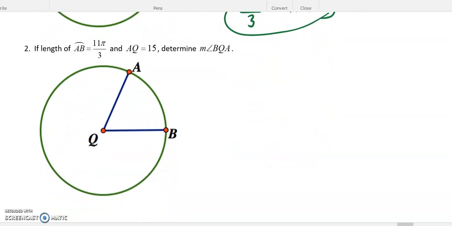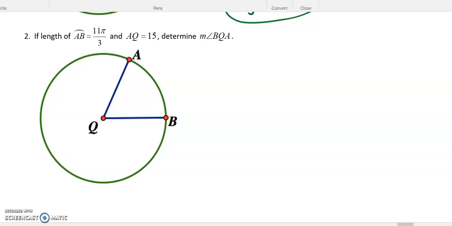Now looking at the next example, we're actually given the length. The length of AB is 11 pi over 3. And we know that the radius is 15. The question is, what is this measure BQA? I'm gonna call it X. Well, I know that central angle is also equal to the measure of its arc in degrees. Okay, so there's our relationship in the formula.